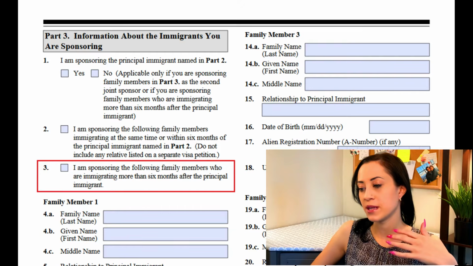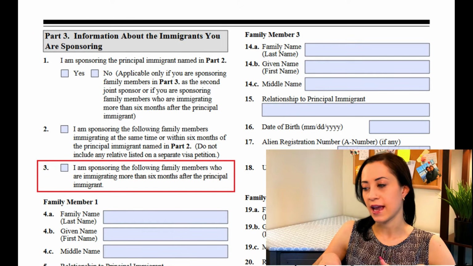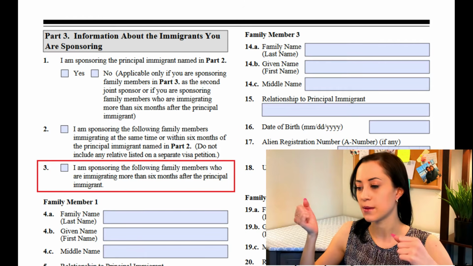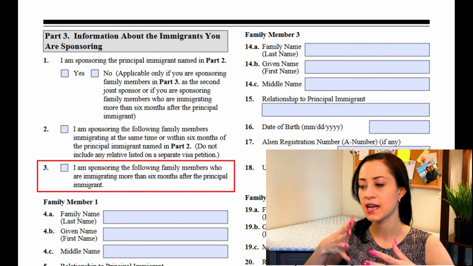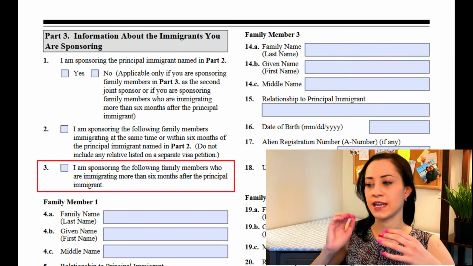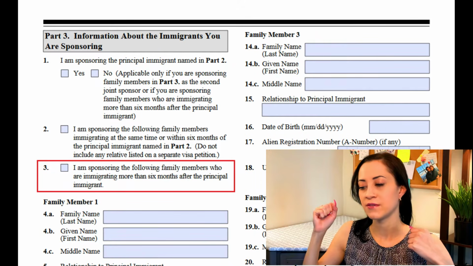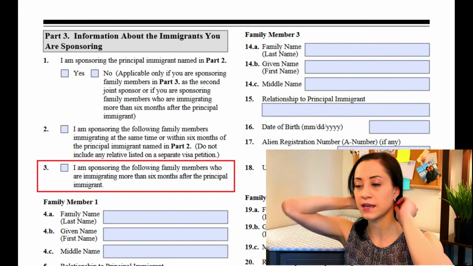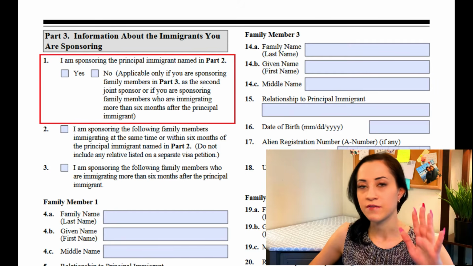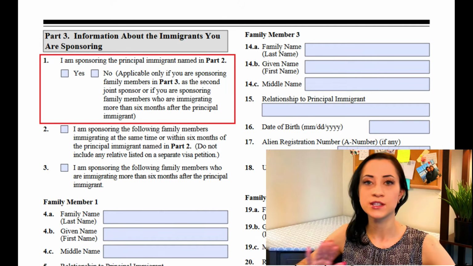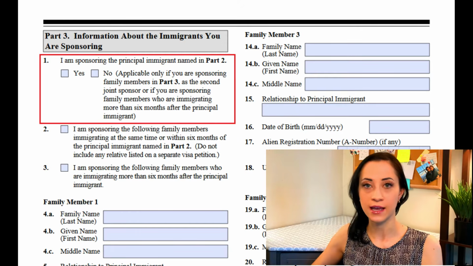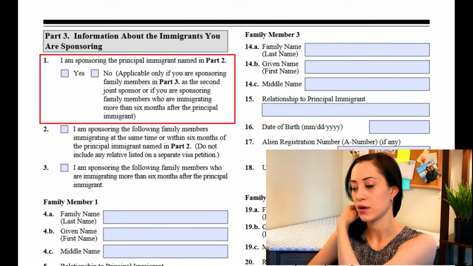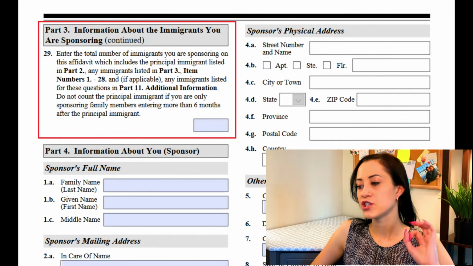I'm sponsoring the following family members who are immigrating more than 6 months after the principal immigrant. So you would only select this again, like I mentioned in the case with your sister, for example. Say her husband and children are immigrating after 6 months, typically because for family preference immigration, it takes such a long time. It would be very rare that you would be selecting this, but it does happen in some cases. To summarize again, if you are the petitioner, you don't have any joint sponsors, you're the only one sponsoring your, say, spouse, you will be only selecting one yes and nothing else because nobody else is coming with your spouse, okay?